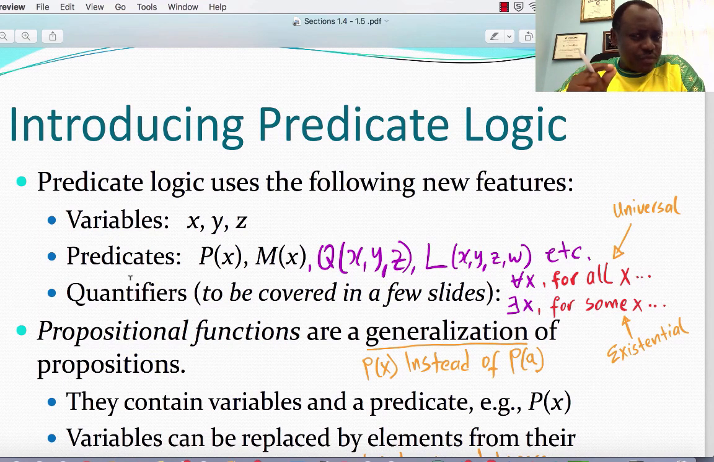See that? It's beautiful. And the second quantifier is this E that is looking the opposite direction. It means there exists, or for some X, there exists X. For some X, there exists a man that is mortal. So this is known as the existential quantifier, and the first one is known as the universal quantifier. We'll come back to this in a few slides.